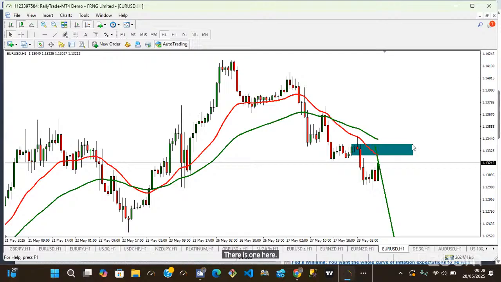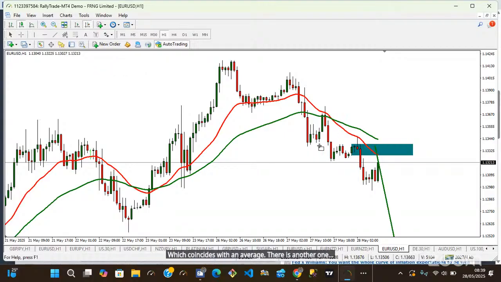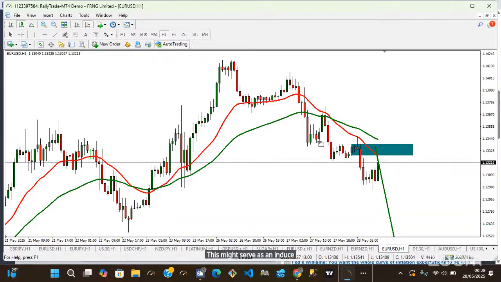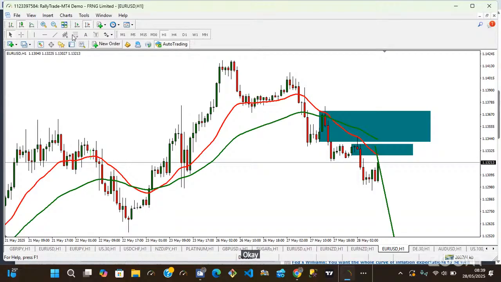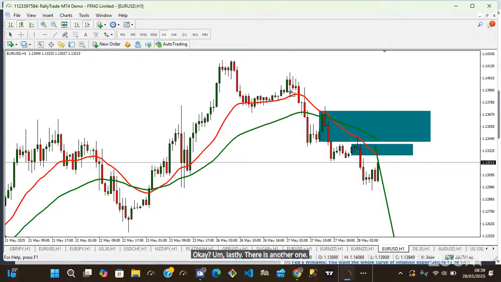There's one here, which coincides with our moving average. There is another one right here. Oh, this one is a massive one. This might serve as inducement for this other one. There's this wide one right here. Okay. And lastly, there is another one here.